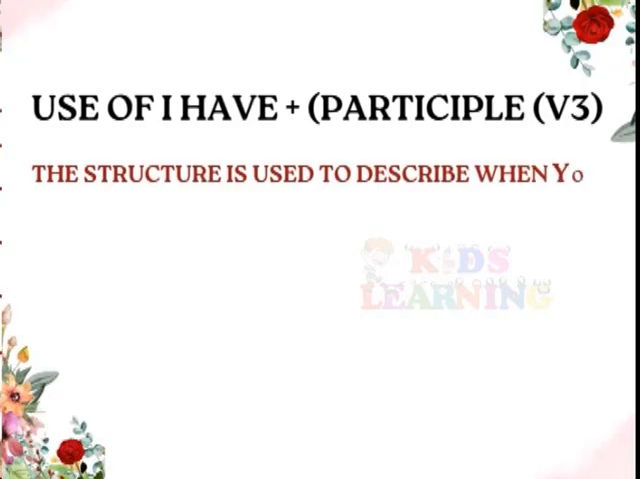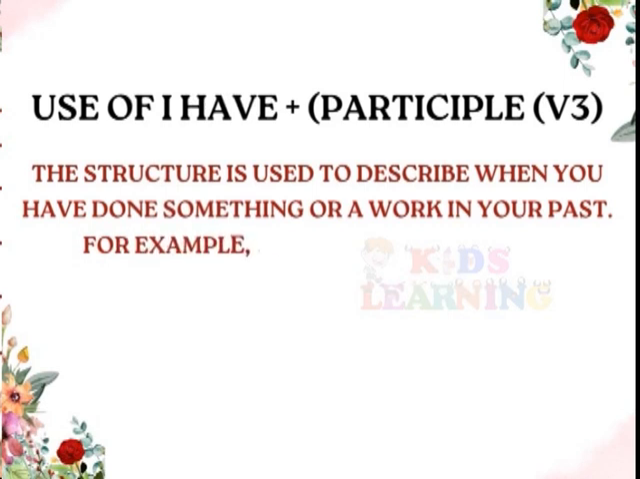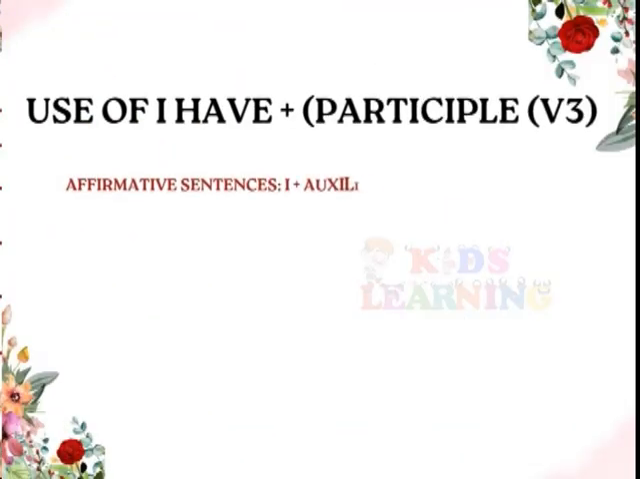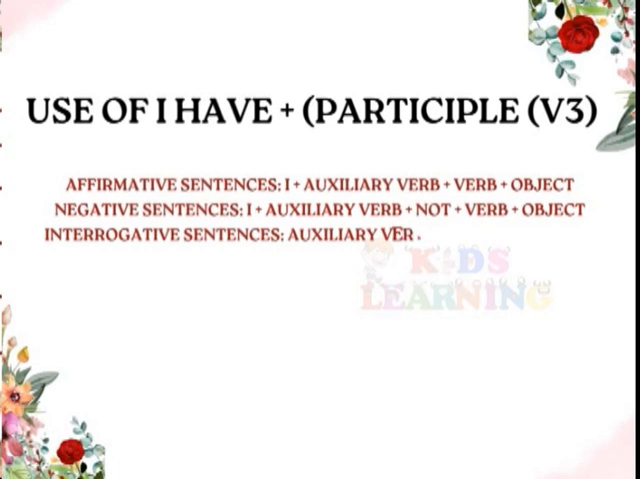Use of I have, participle, V3. The structure is used to describe when you have done something or a work in your past. For example, I have done my article. Affirmative sentences: I auxiliary verb verb object. Negative sentences: I auxiliary verb not verb object. Interrogative sentences: auxiliary verb I verb object.